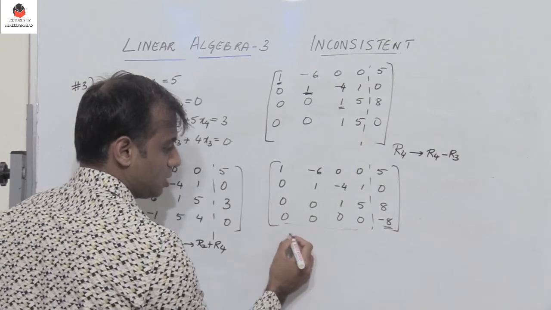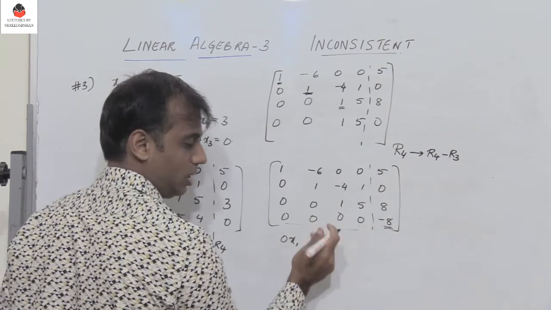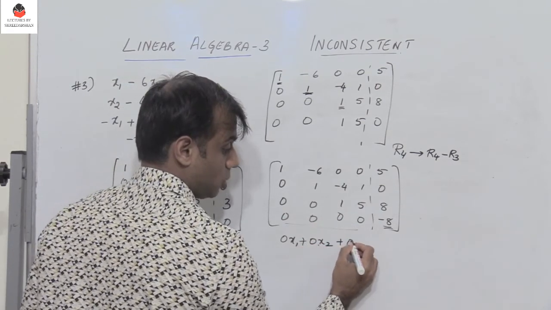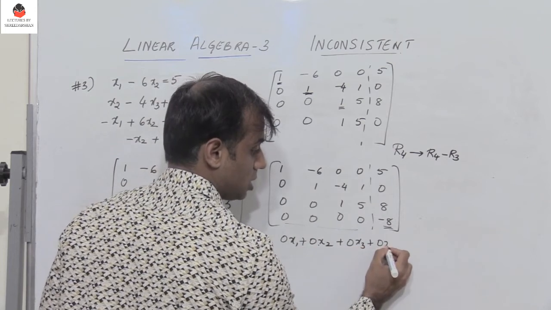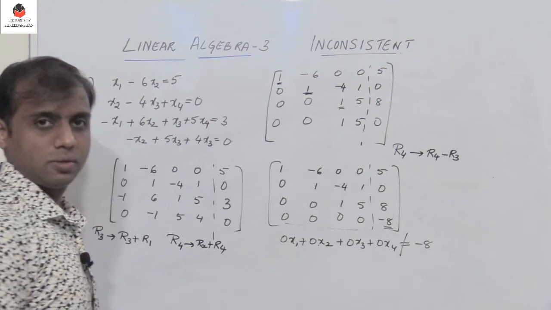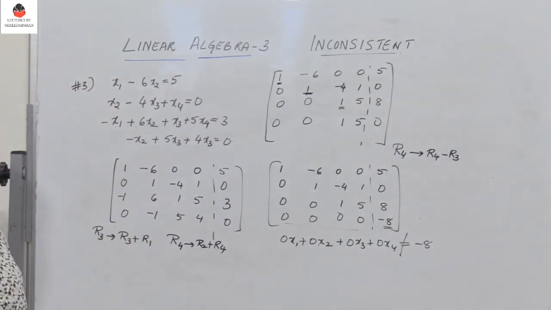So in effect, this would be 0, x1. These are the coefficients of x1, x2, x3 and x4. So I would get 0 into x1 plus 0 into x2 plus 0 into x3 plus 0 into x4 equal to minus 8, which is not possible. So therefore, this system of linear equations is inconsistent, or it does not have any solution.